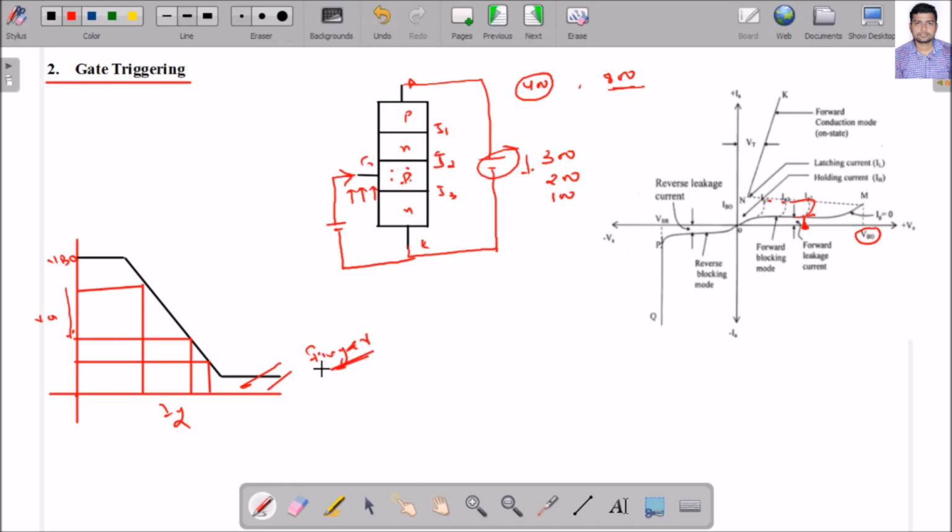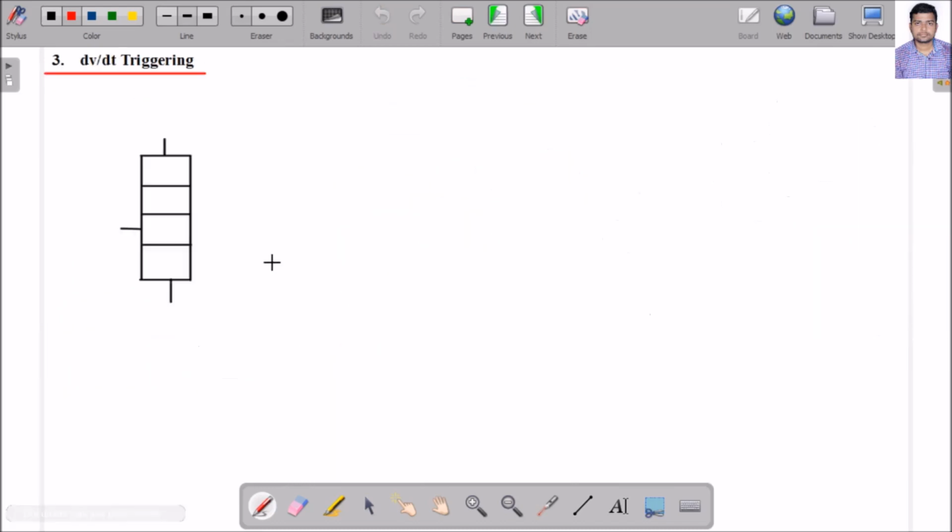That is known as what? Finger voltage. It is all about gate triggering, which is very reliable. Okay, next let us discuss dV by dt triggering.